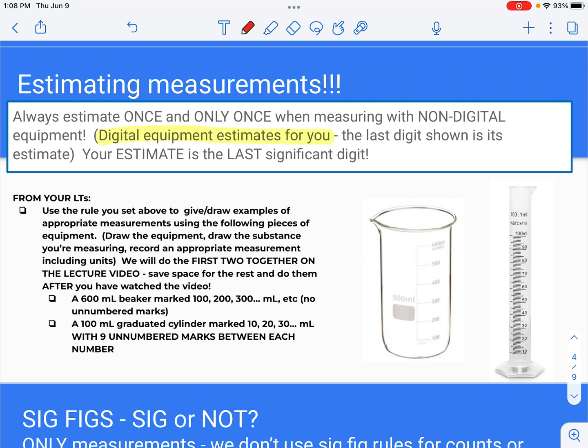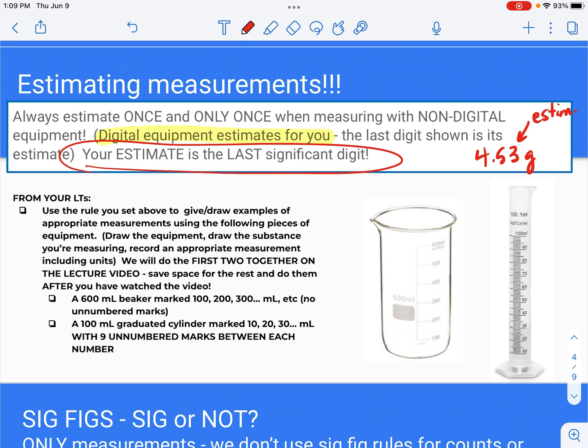So like our balances that you've been using go to 2 decimal places, so maybe 4.53 grams is the mass of something, then that 3 would be the estimated digit, which means that it's falling somewhere, according to the balance, between 4.5 and 4.6, but slightly closer to 4.5. Okay, so when you're using digital equipment, your last digit is your estimate. Your estimate and the balance estimates is the last significant digit of your measurement. So it's really important that you remember to estimate.